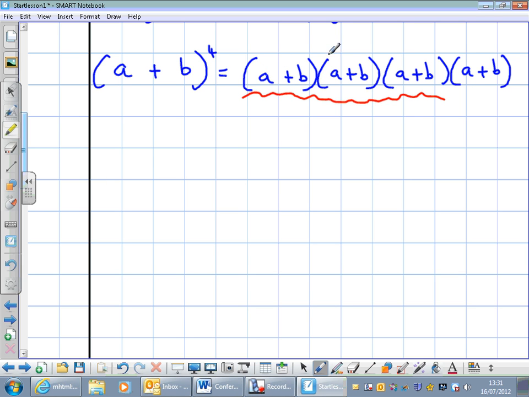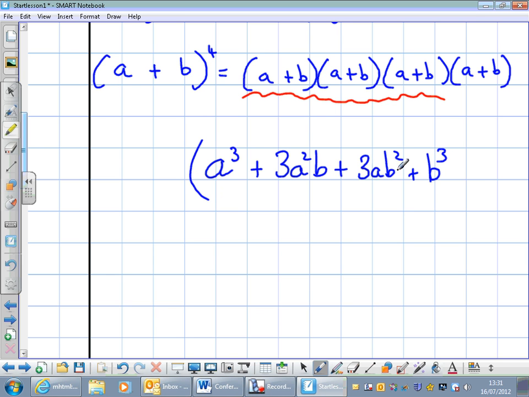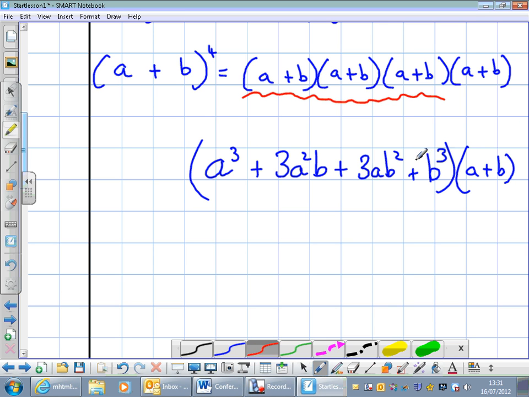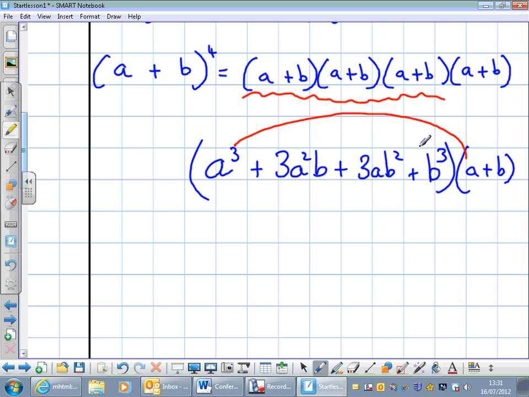I just worked out that (a plus b) times (a plus b) times (a plus b), in other words, (a plus b) all cubed, is a cubed plus 3a squared b plus 3ab squared plus b cubed. So all I've got to do to work out what it is when I expand (a plus b) to the power 4 is multiply the answer for (a plus b) to the power 3 times (a plus b). Now I don't want to miss anything, so I'm going to be systematic and top and tail.